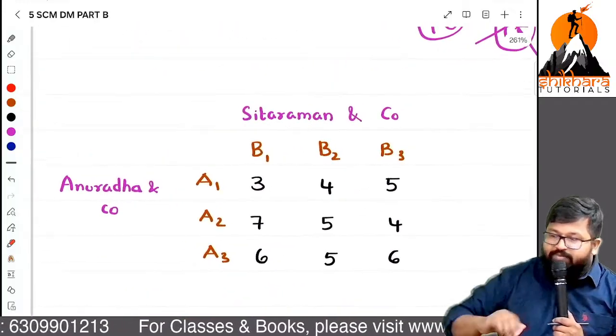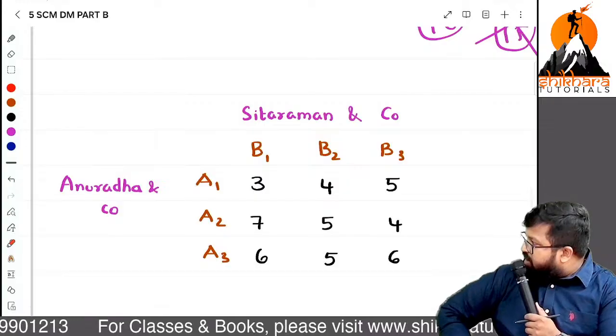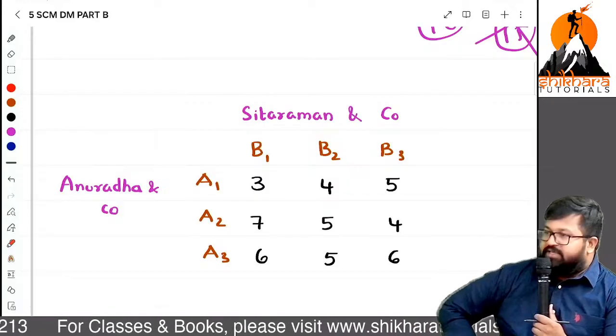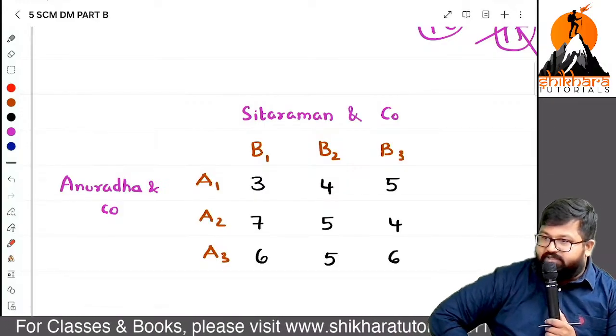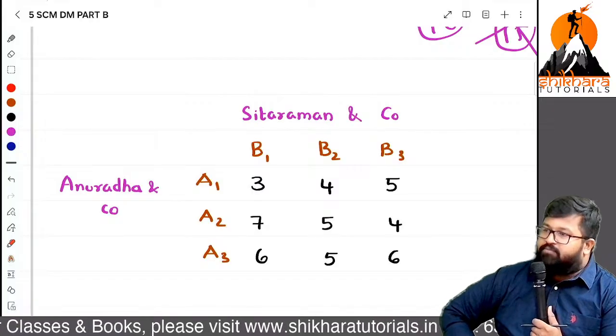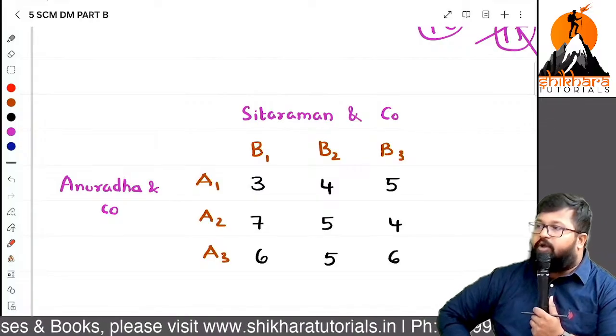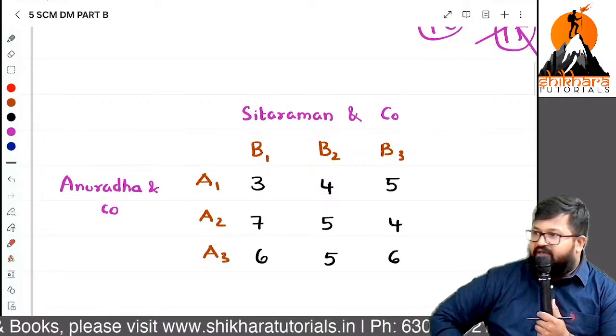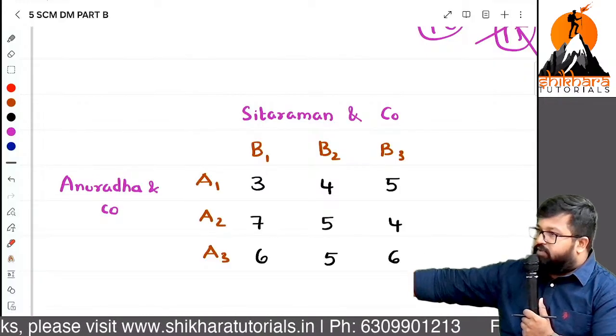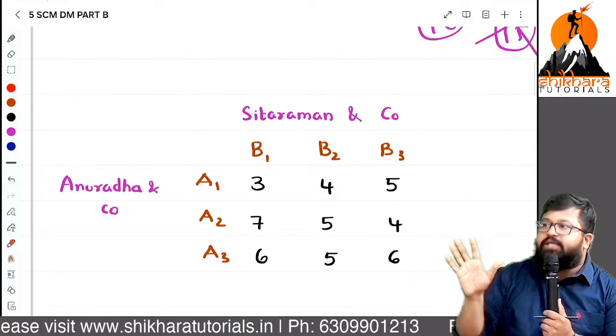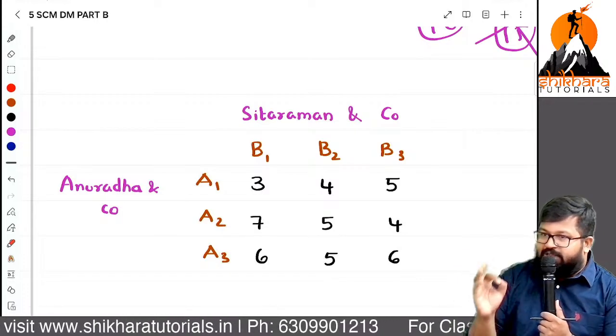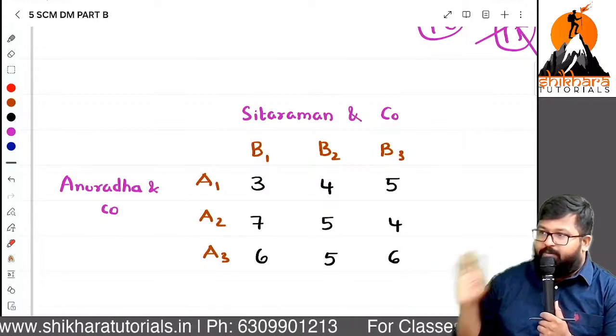Who are those two companies? Anuradha and company, and the second one is Sitaraman and company, two companies. If you do not have an idea of the rule of dominance, you can get clarity by seeing this problem. Last time I explained with the theory part. Now I am explaining it with the entire problem.